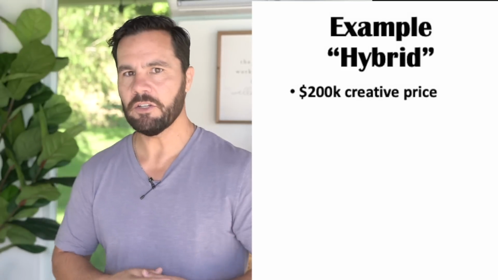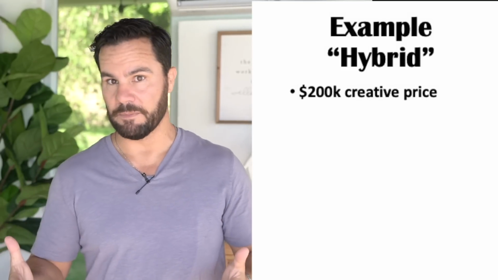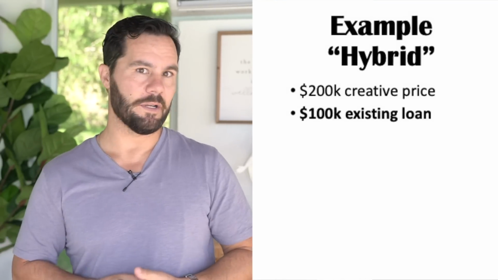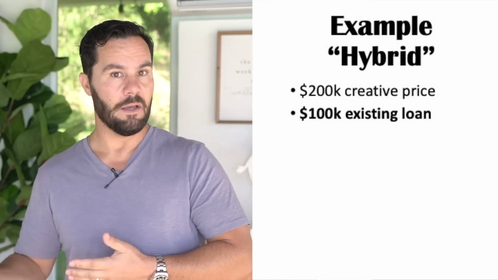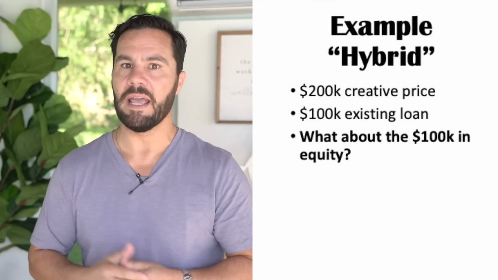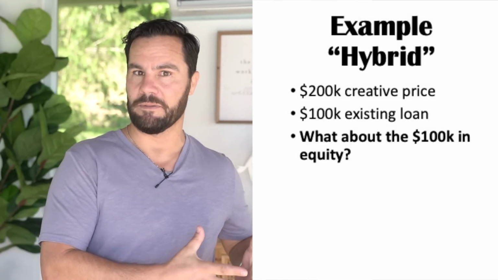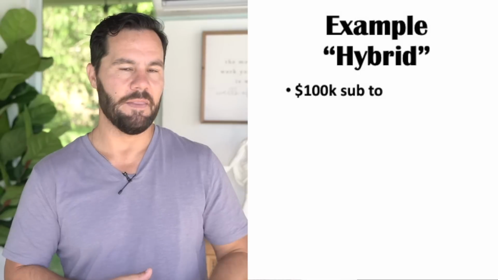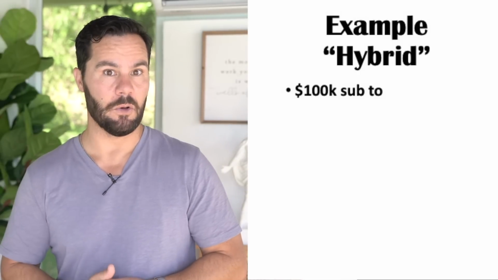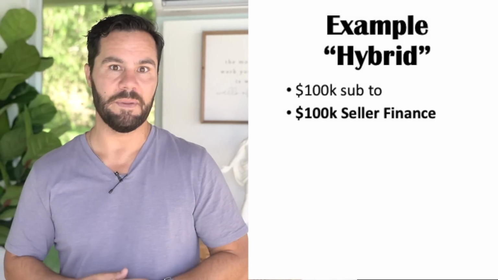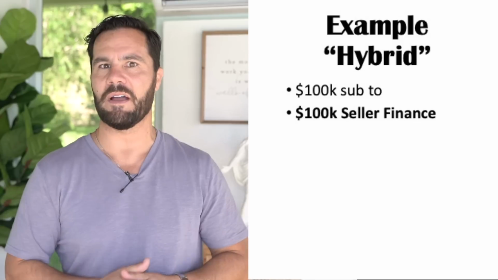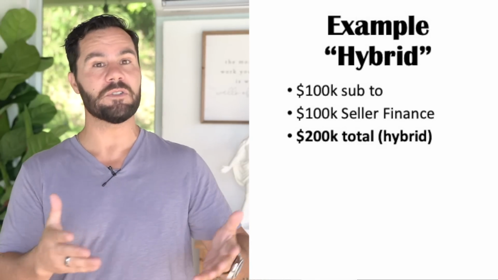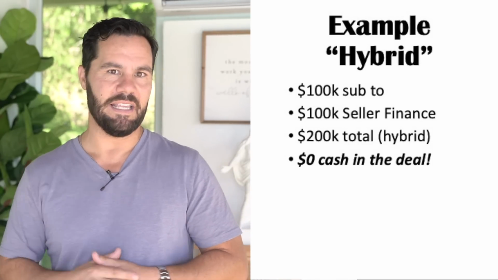For example, let's say your creative financing price is $200,000 and the seller has an existing loan already in place for $100,000. Now, if you took over the loan at $100,000, how do you pay the remaining $100,000? Well, you could pay the difference in cash or use private money, or you could create a seller finance second position note on the remaining $100,000. In that scenario, the bank would be the first position loan for $100,000, and the seller would be the second position loan for the other $100,000, and you just acquired a property for $200,000 without using any cash or qualifying for a new loan.